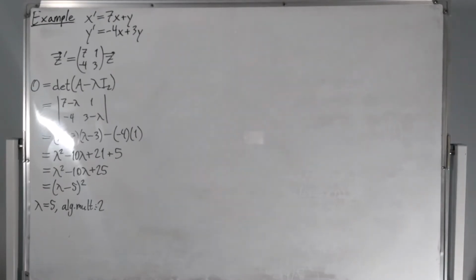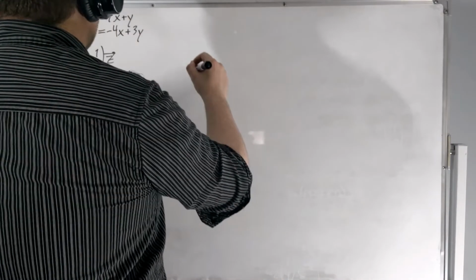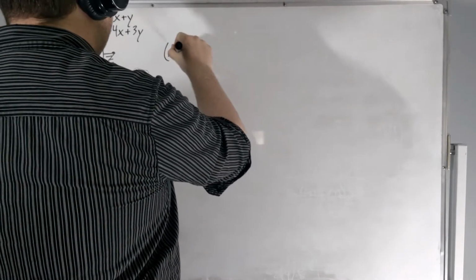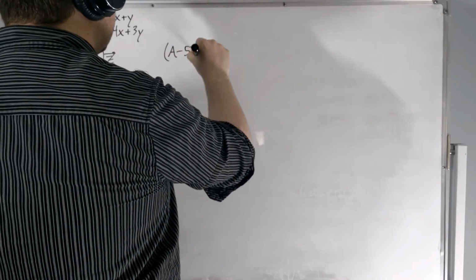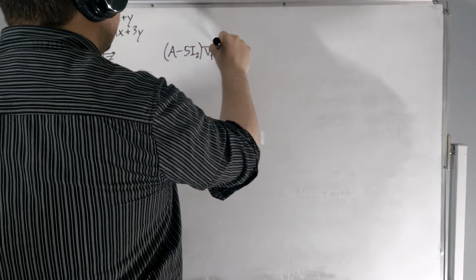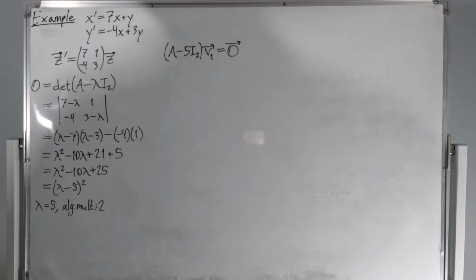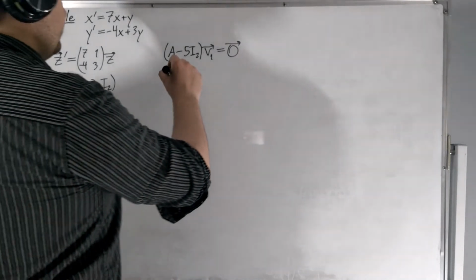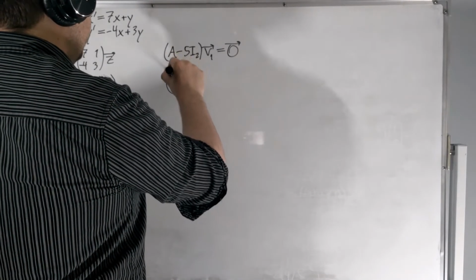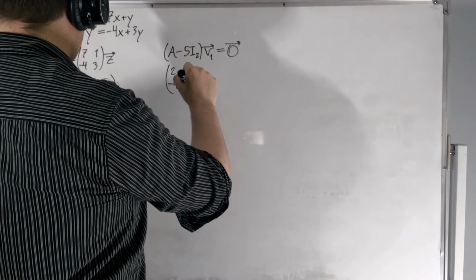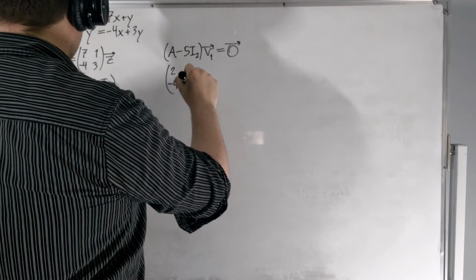Then from here we inspect the eigenvectors. So we are looking for solutions of A minus 5 I2 times v1 vector equals the 0 vector. This will be 2, 1, negative 4, negative 2.